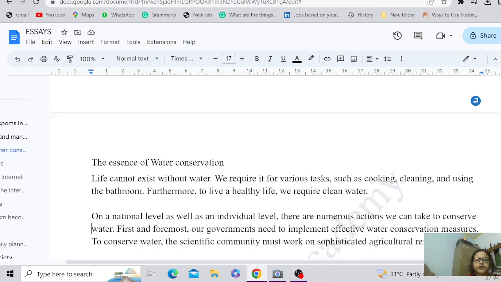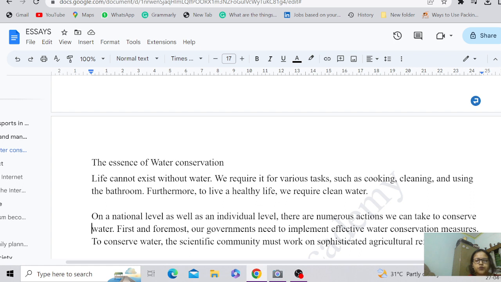Actually, life cannot exist without water. Without water, we will become thirsty, and life cannot just move or go on without water.